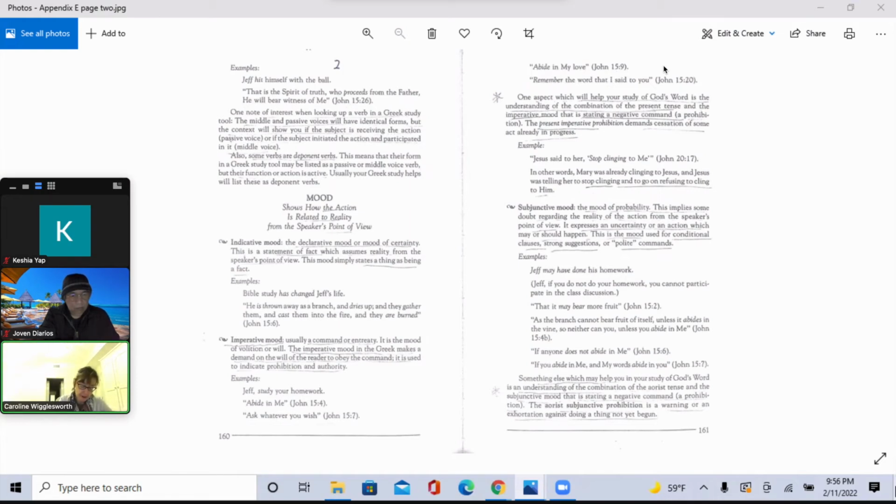Another important thing from this, I thought, was it says here, one aspect which will help your study of God's word is the understanding of the combination of present tense and the imperative mood that is stating a negative command. In other words, a prohibition. The present imperative prohibition demands a cessation of some act already in progress. So the example is, Jesus said to her, stop clinging to me, from John 20:17. In other words, Mary was clinging to Jesus, and Jesus was telling her to stop clinging and go on refusing to cling to him. Okay?